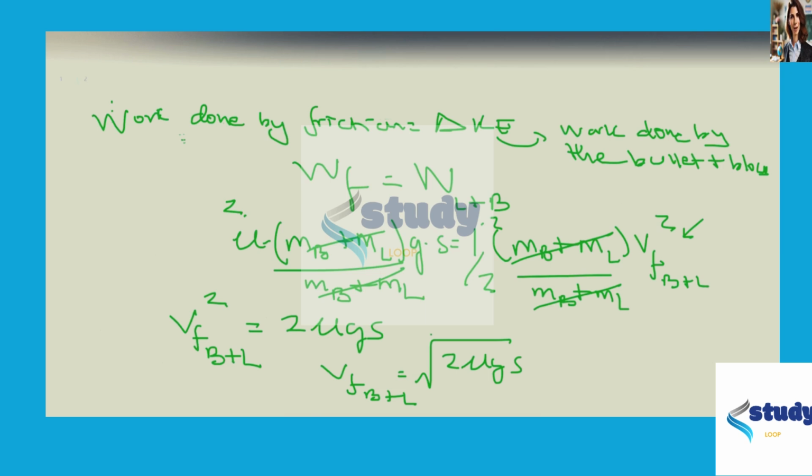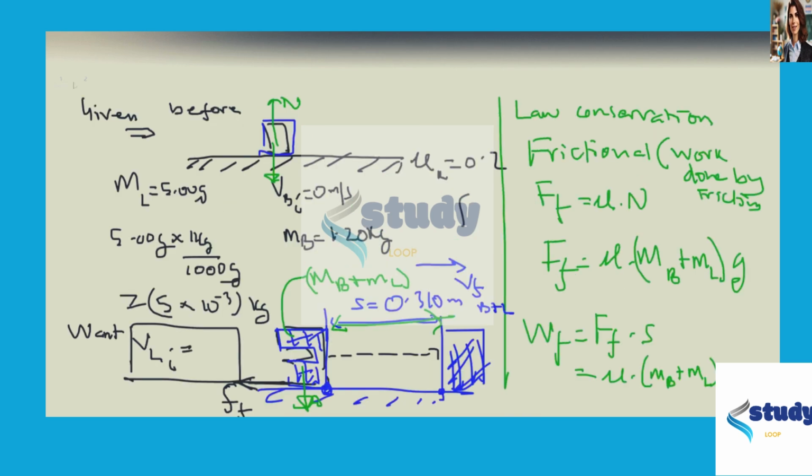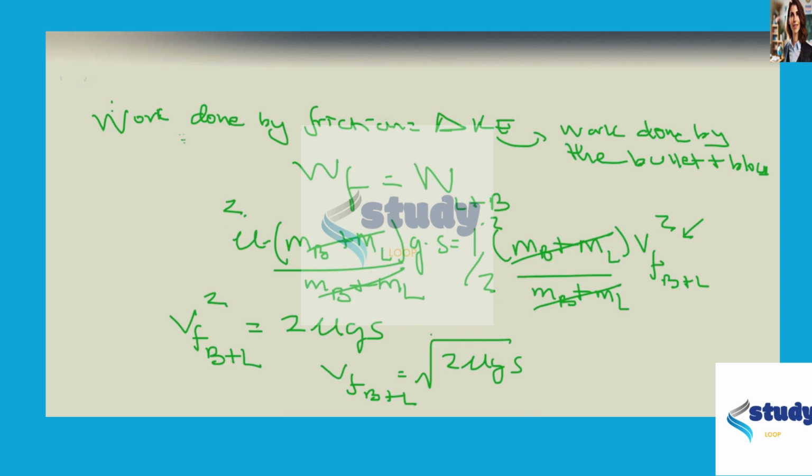Yes, so we're going to come back and you can see we're doing the connection, the work done by friction, which is mu mb ml g s. We have that right here, mu mb ml g s. And then we also have the kinetic energy of the system. That's the change in kinetic energy, the final minus the initial kinetic energy of the system. Remember, the initial kinetic energy of the system only involves the bullet.